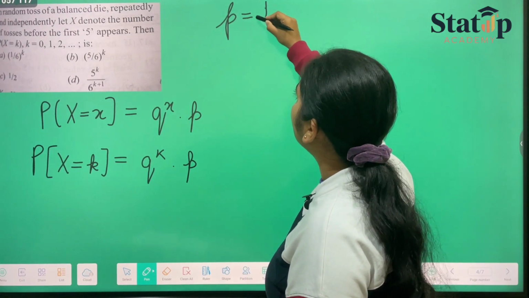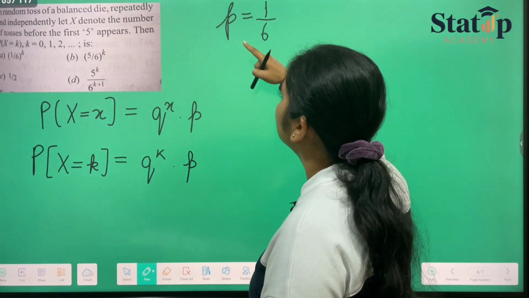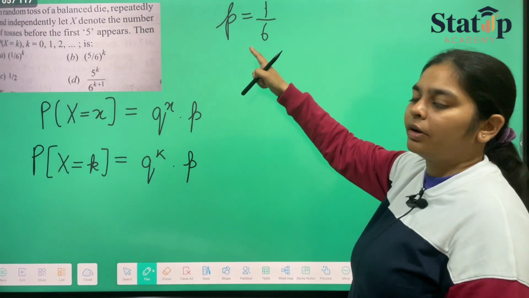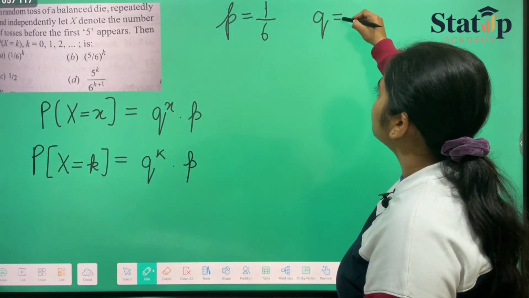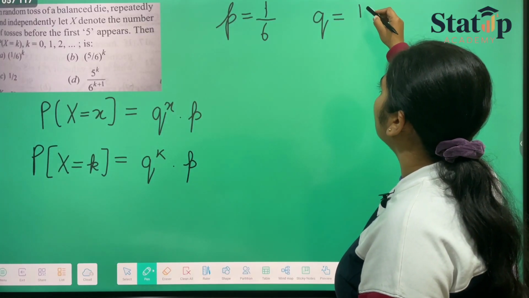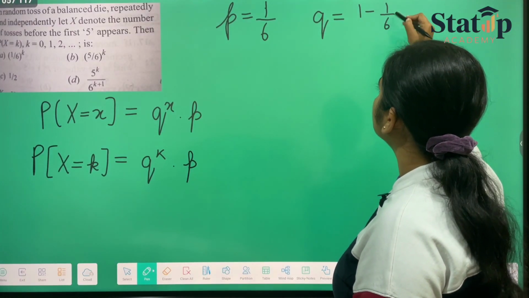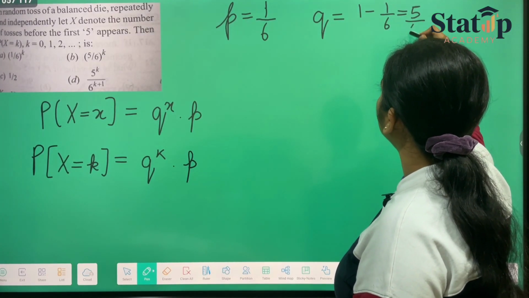5 appears how many times? 1 out of 6 times. The probability of 5 appearing is 1 by 6. And the probability that 5 does not appear is 1 minus 1 by 6, which will be 5 by 6.